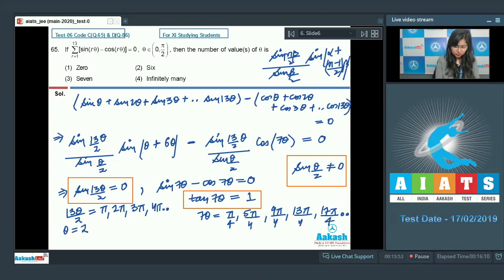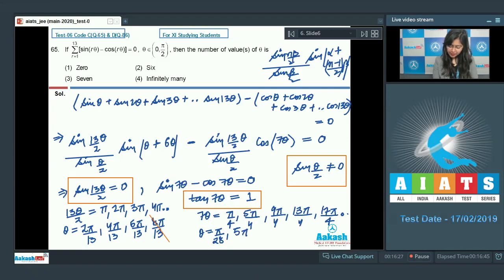So from here, the value of theta is equal to 2 pi upon 13 or 4 pi upon 13 or 6 pi upon 13 or 8 pi upon 13. But the next value is not in the given domain, right? Also from here we will get theta equal to pi upon 28 or 5 pi upon 28 or 9 pi upon 28 or 13 pi upon 28 or 17 pi upon 28. But the next is not in the given domain, right? So we have how many values? 1, 2, 3, 4, 5, 6 and 7. And these values of theta satisfy this equation also, right? So the number of values of theta is 7.